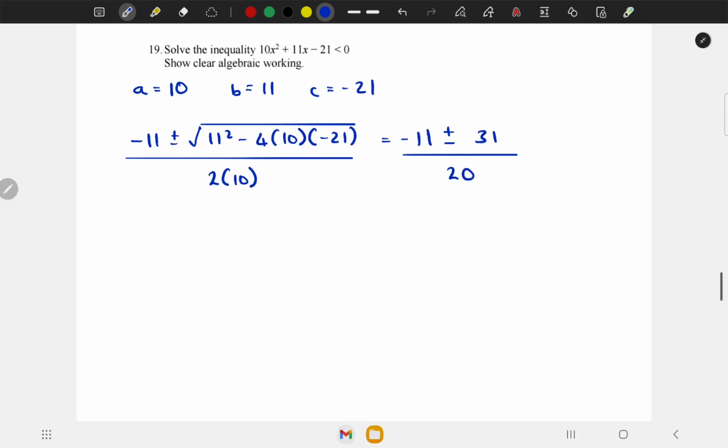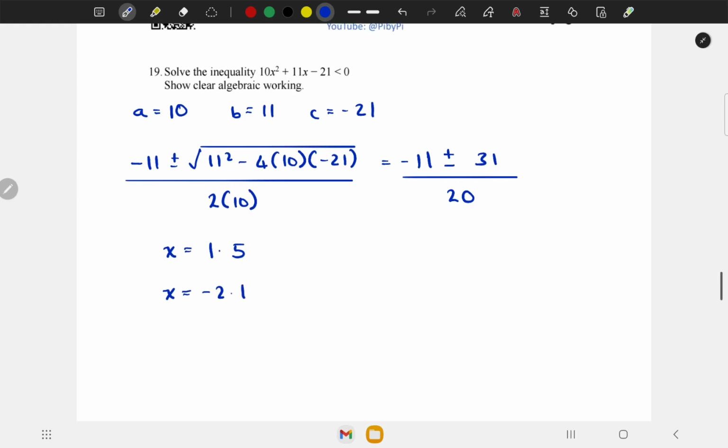And now I work out each one of these, and I will find my two solutions. One of the solutions is x equals 1.5, and my second solution is x equals negative 2.1. Now remember, because my question was in terms of an inequality, my solution is also going to be in terms of an inequality.